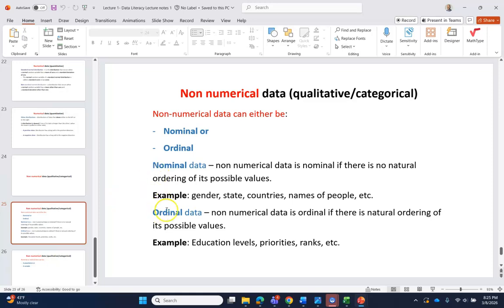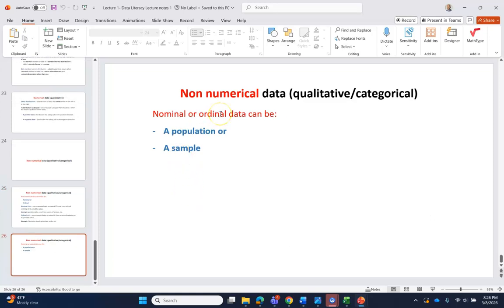So ordinal is when your non-numerical data is organized in a certain fashion. For instance, if you're talking about the education levels, in this case, we have to look at the first degree, second, or the third degree. Also, we normally put our priorities in an order, or we rank. That's about non-numerical data. It can be nominal or ordinal. And also for the non-numerical data, we can try to find if your data is a sample or it is big data.